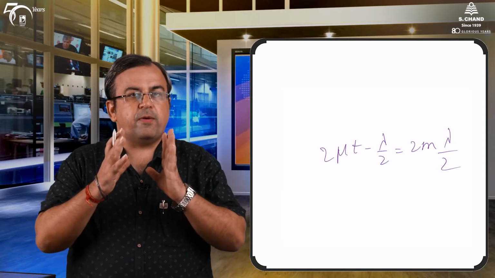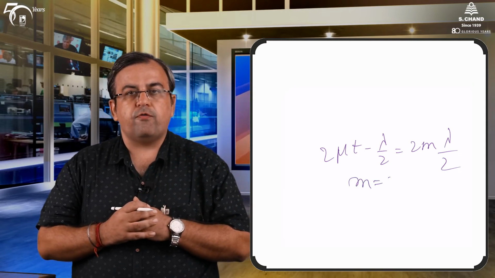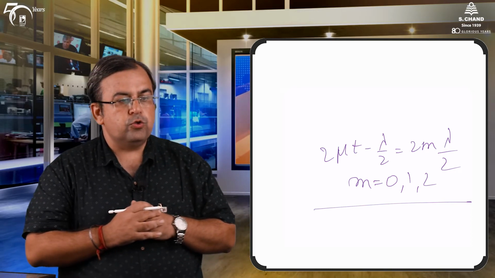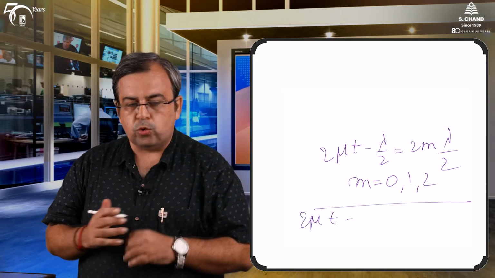Now the condition for maximum intensity, or for a bright ring, is 2 mu t minus lambda by 2 equal to 2m lambda by 2.